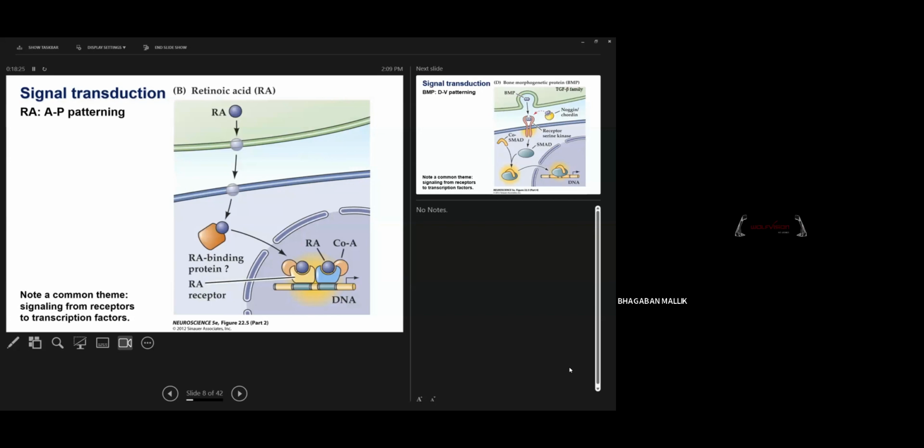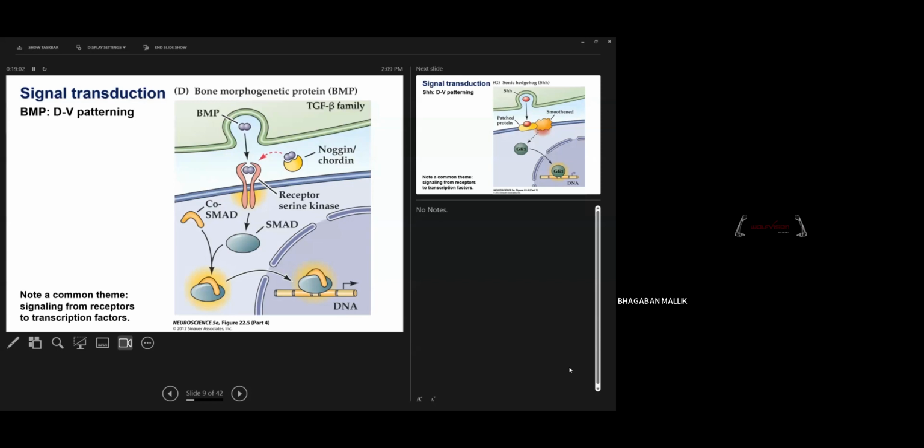Now, another is the retinoic acid, as I mentioned, it is also required for the anterior posterior patterning. So these are the different signals, just to give an overview to show that these are important signals for animal development. So retinoic acid binds to the retinoic acid receptor, and after binding, it translocates to the nucleus. The retinoic acid receptor also translocates to the nucleus. Along with retinoic acid, it binds to the DNA and again initiates the expression of target genes.